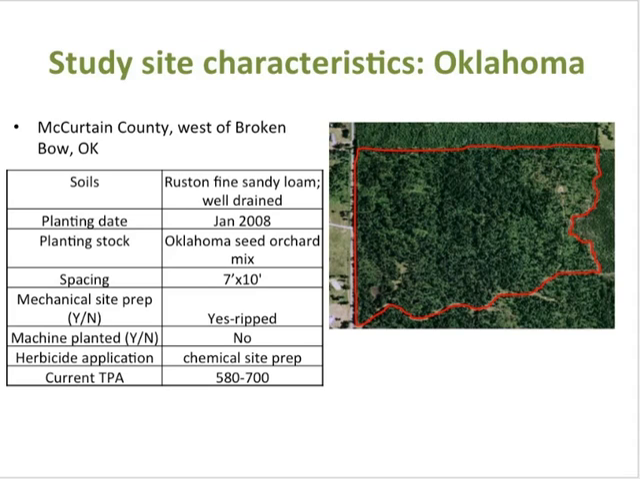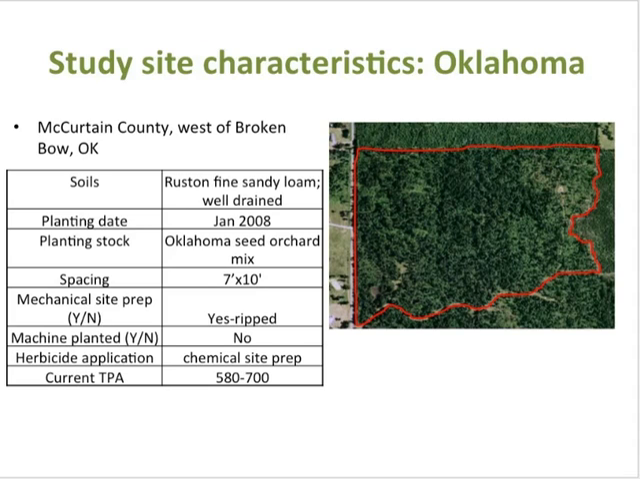Our second Tier 3 location, as I mentioned, is in Oklahoma, in McCurtain County, which is in the southeastern corner of the state, west of the city of Broken Bow. The soil belongs to the oldest salt ore. It's a Rustin fine sandy loam of the well-drained drainage class. It's a significantly younger stand, planted only in 2008, so it's got some growing to do, but I think it's progressing along pretty quickly.